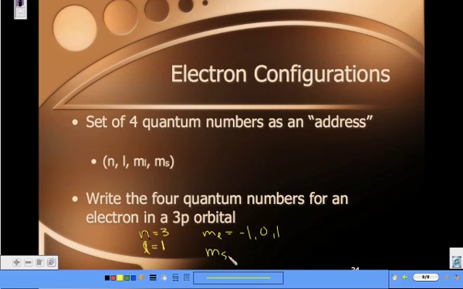And ms? Plus 1/2 and minus 1/2, always. ms is always that.